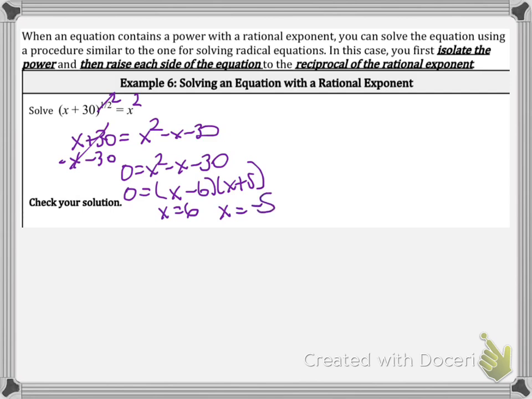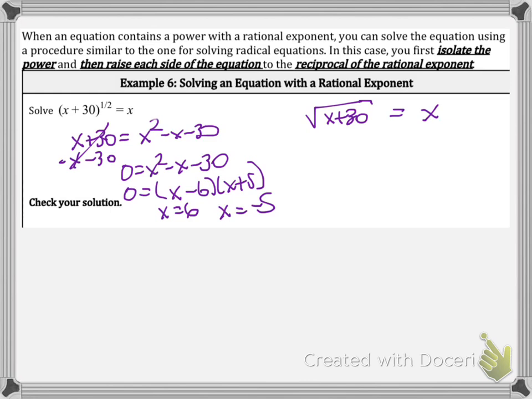So we want to check the solutions in the original equation. Let's clean that back up. Remember that (x plus 30) to the 1/2 is just another way of writing the square root of x plus 30 equals x. And so you could always write it and solve it that way. It's the same exact thing.